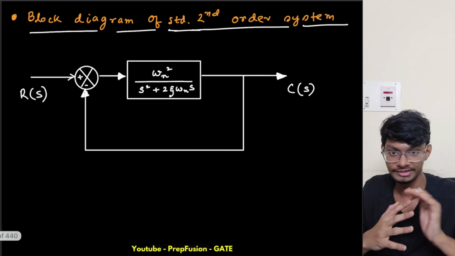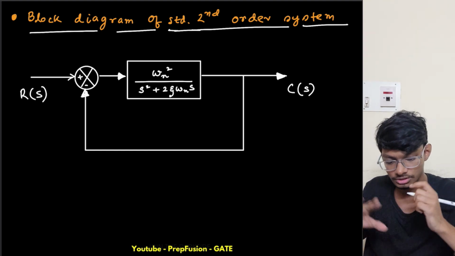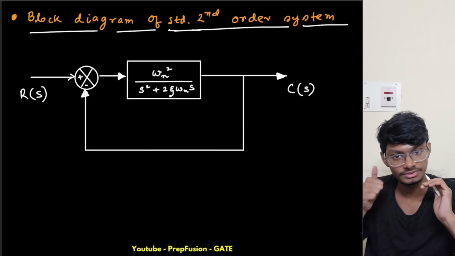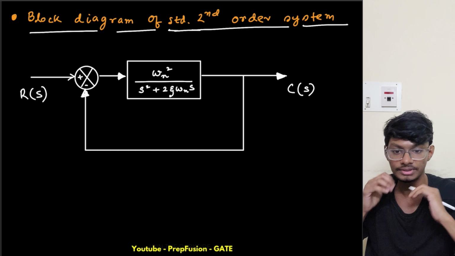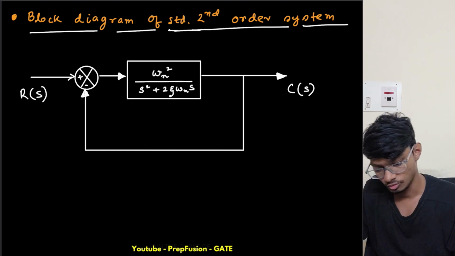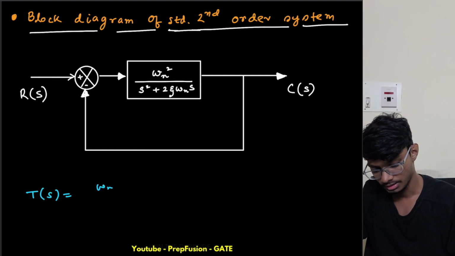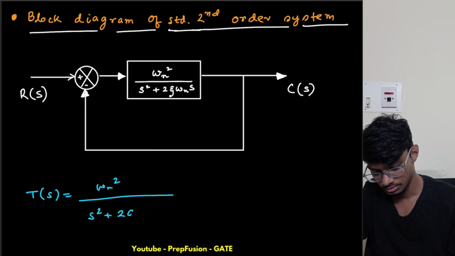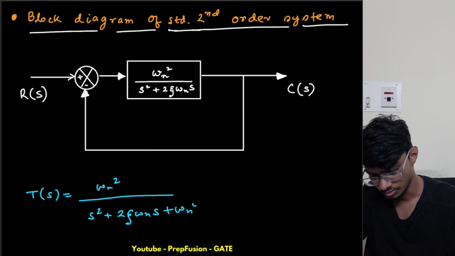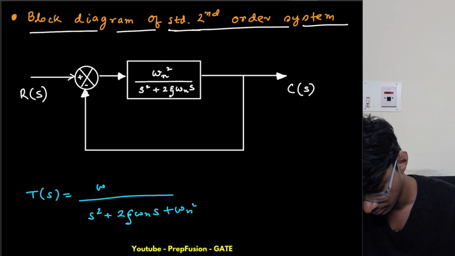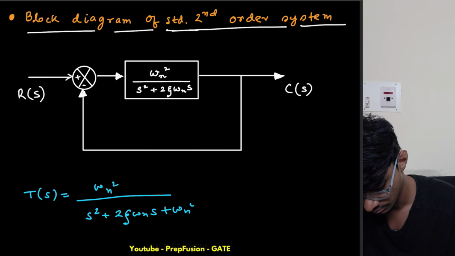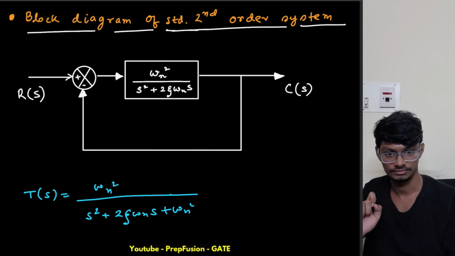Now let's straight away go to the second order system, right? So this was my basic block diagram of the second order system. Now what is my transfer function for this one? This is my standard block diagram. So the transfer function for this one was omega n square by s square plus 2 zeta omega n s plus omega n square. This is my transfer function, right?